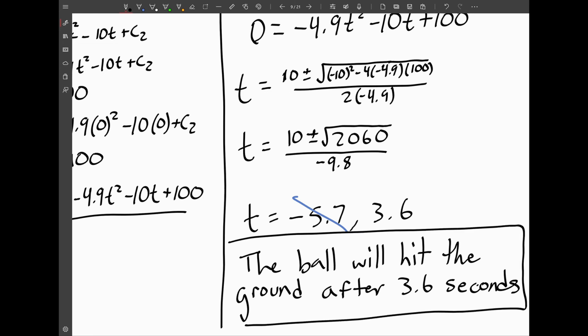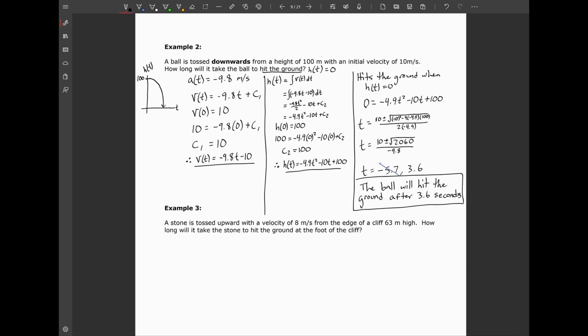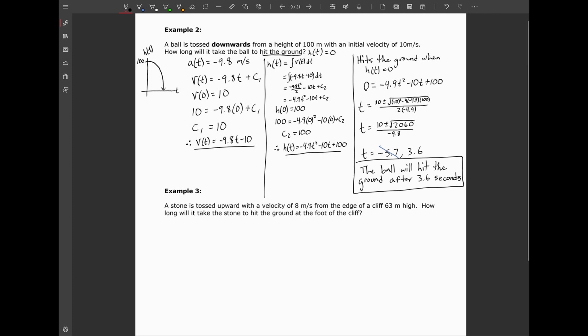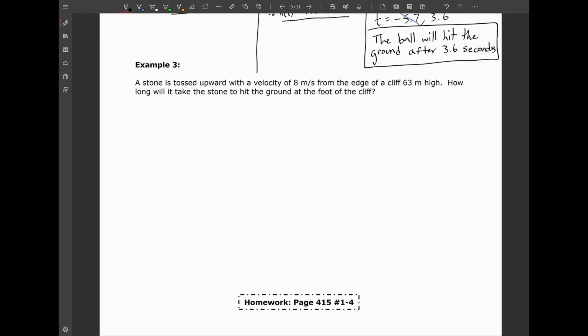Ta-da! All done. Woohoo! It's like we're doing physics, because we are doing physics. That's usually what applications of math end up being. It's often physics. So, one more example.